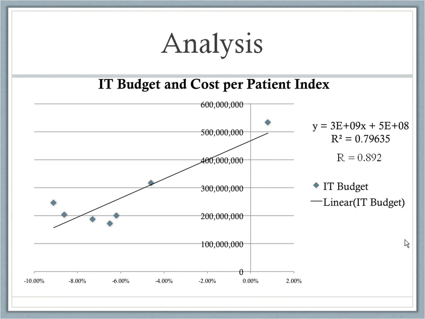This first scatter graph shows the correlation between the IT budget and the Cost Per Patient Index by using the information from the previous table. Derived from the trend line of this graph is the correlation, seen as R to the right of the graph. As the correlation is 0.796, it is very close to 1.0, and thus a strong relationship exists between the increase in the IT budget and an increase in the Cost Per Patient Index.